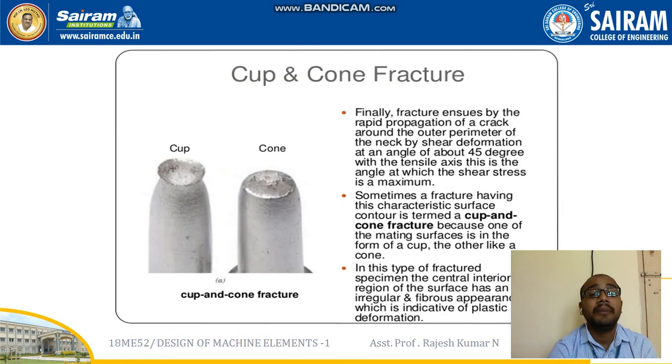Then moving to the cup and cone fracture. Finally the fracture ensues by the rapid propagation of a crack around the outer perimeter of the neck by shear deformation at an angle of about 45 degrees with the tensile axis. This is the angle at which the shear stress is maximum. Sometimes a fracture having this characteristic surface contour is termed a cup and cone fracture because one of the mating surfaces is in the form of a cup and the other like a cone. In this type of fractured specimen, the central interior region of the surface has an irregular and fibrous appearance, which is indicative of plastic deformation.